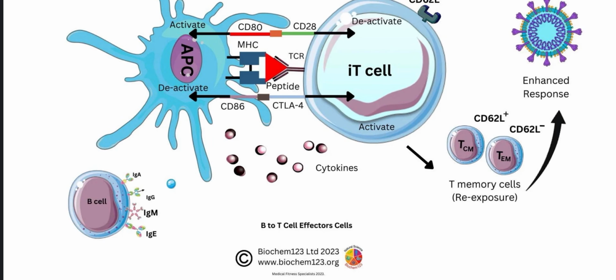So the central memory cell or TCM expresses CD62L plus, and they home to lymph nodes for long-term surveillance. Then another one is the effector memory or TEM that lacks CD62, meaning these are CD62L minus cells, and they patrol blood and peripheral tissues for immediate action. So that is all about the T cell.